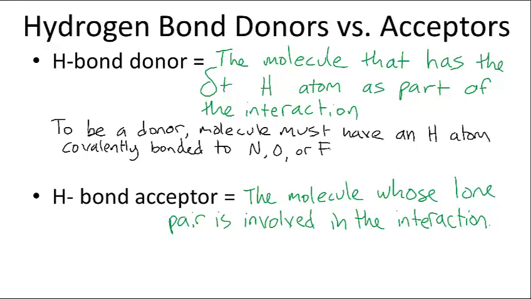Yes, so the question is why nitrogen, oxygen, or fluorine? This is because they're the most electronegative. So they give hydrogen the biggest partial positive charge.